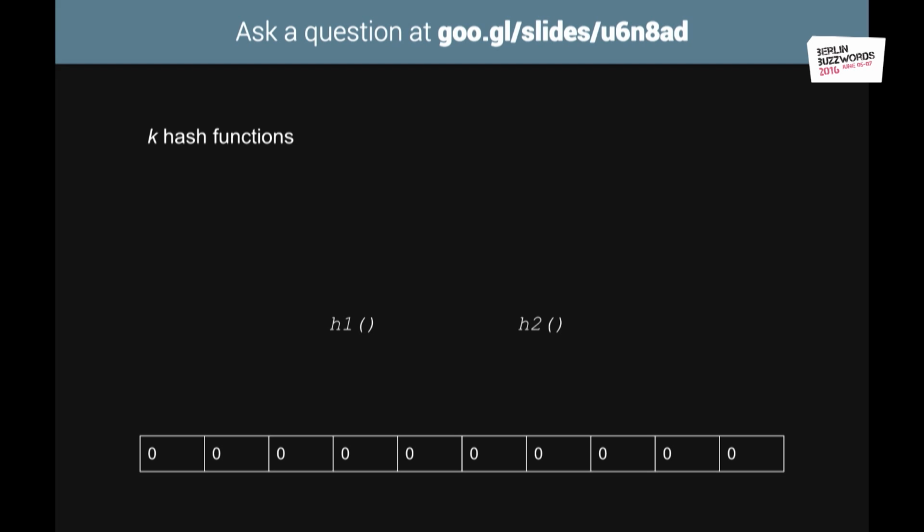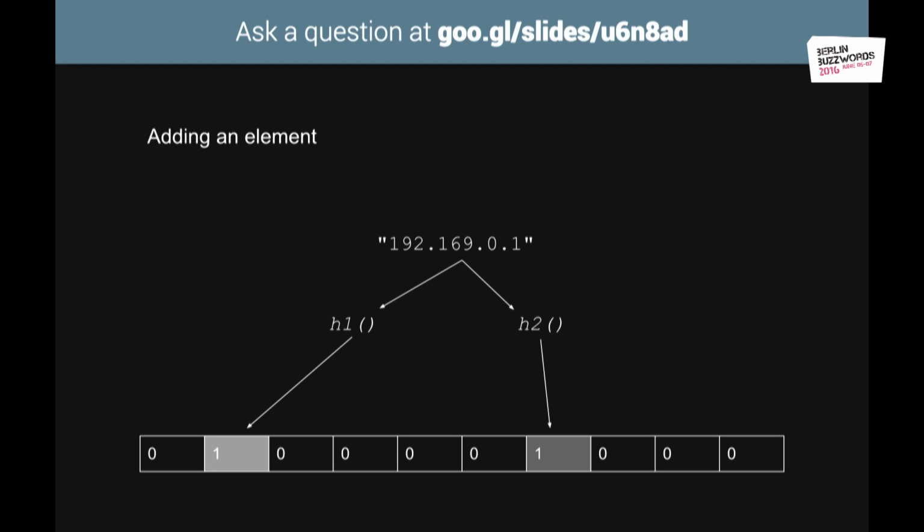And then what we're going to do is add an element to our Bloom filter. Like in that example, the first element comes along, goes through the first hash function, and gets mapped to one of the bits in this array. That bit gets set to 1. It also goes through the second hash function, which maps to a different bit, and that gets set to 1. Does that make sense so far?